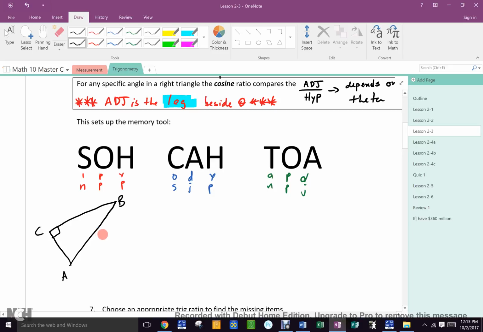But what is this side's name? AB is one name for it. That's what we would have called it in grade 6. Little c. Lil C. What's this guy? Lil B. What's this guy? Lil A.